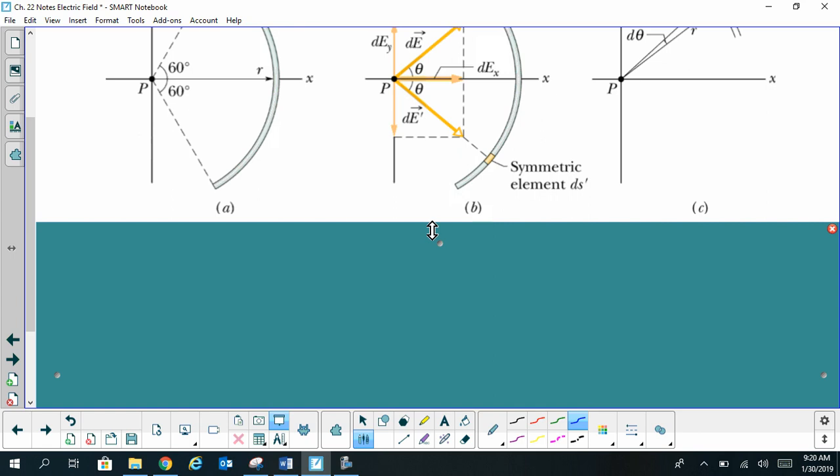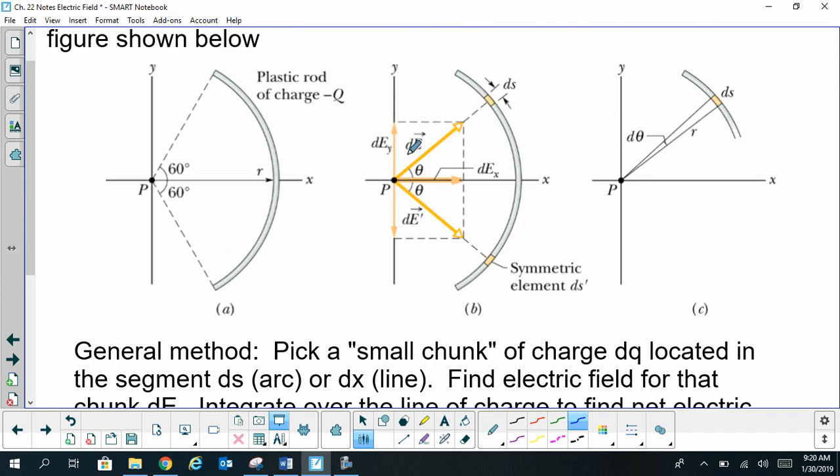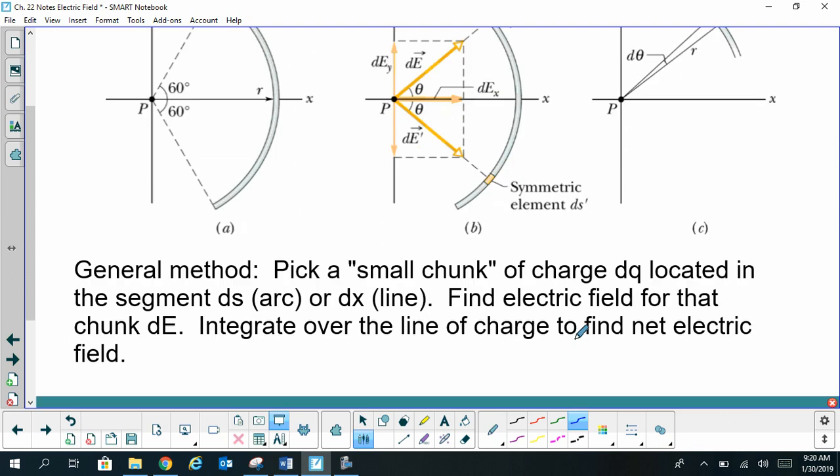Okay, so let's keep going down here. Our general method is to pick a small chunk of charge. That's what we call dq, and it's located on a segment ds on the arc, or dx on the line. So again, we're going to break our continuous charge into a small bit ds that houses the charge dq. We're going to find the electric field for that little chunk. That's called dE, the little electric field. You can see that up here: this is our small arc length that houses dq, the little bitty charge, and here is the electric field due to just this small piece, which we call dE. It's not the whole electric field, just a little bit of it.